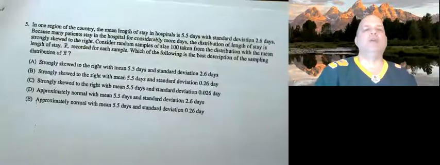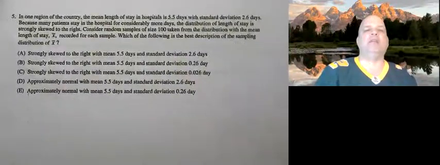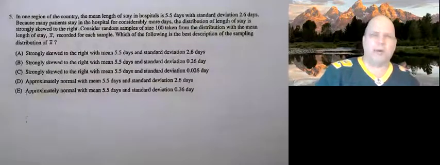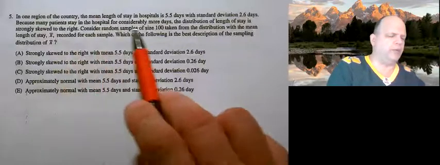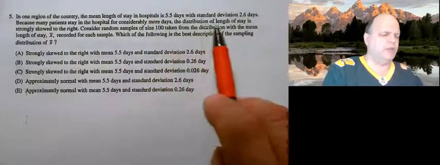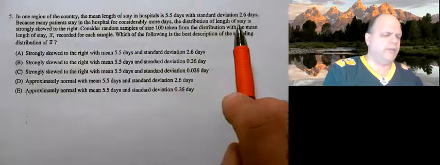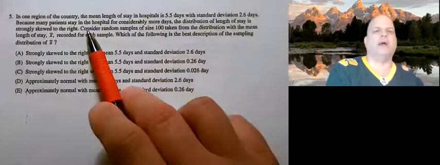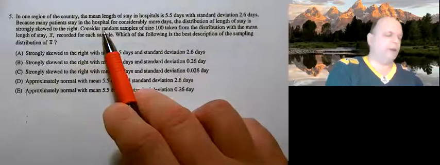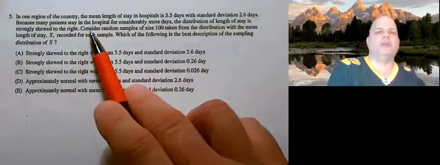Number 5. In one region of the country, the mean length of stay in hospital is 5.5 days with a standard deviation of 2.6. Because many patients stay in the hospital for considerably more days, the distribution of length of stay is strongly skewed to the right. So basically, we have a strongly skewed distribution.